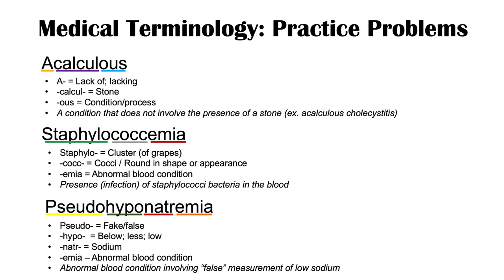So when we put this all together, pseudohyponatremia means that there's an abnormal blood condition involving a false measurement of low sodium. So this is actually a condition where when you look at a sodium level, it looks low, but it really isn't low. It's actually a laboratory artifact. There's something else that is essentially disrupting the measurement and making it look like the sodium level is low.